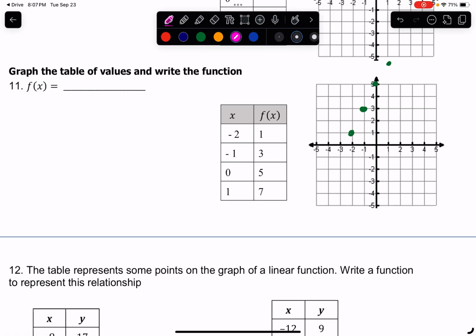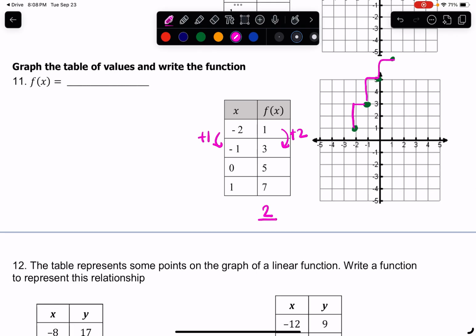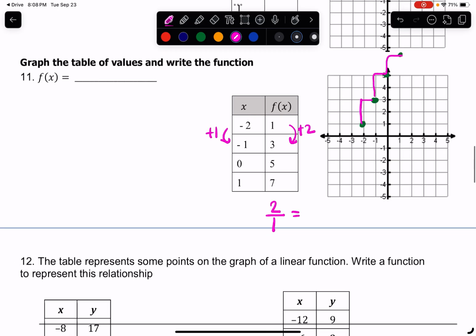So let's look at the pattern. The pattern, we're going to go up 2 and over 1. Up 2 and over 1. I'm going up 2 and over 1. So the change in y over the change in x, up 2 over 1, is equal to 2. So that is my slope.